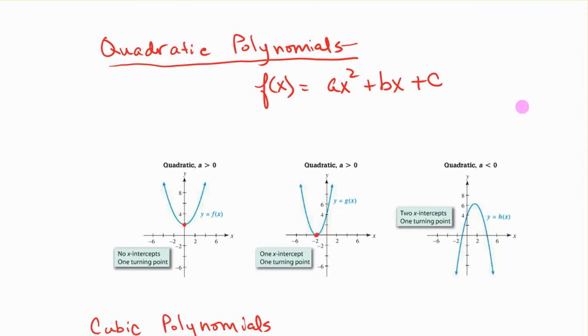Quadratic, ax squared plus bx plus c, has one turning point. No matter where, we've got one turning point. And what we do notice is that you could have no x-intercepts, where it doesn't hit the x-axis, you could have 1, or you could hit 2. So you have those possibilities.